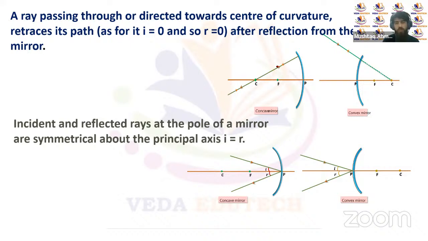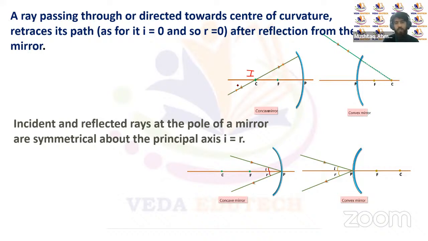So if a normal is drawn from the center of curvature, it means the normal will actually coincide with the incident ray as well as the reflected ray. Or we can say the angle of incidence will be equal to 0 and the angle of reflection will also be equal to 0. That's the reason this ray will retrace its path and pass through the center of curvature after reflection, and the image formation will take place at the center of curvature itself. So the rule is that if a ray is directed towards the center of curvature, it will always retrace its path, following the laws of reflection, and the image will be formed at the center of curvature itself.